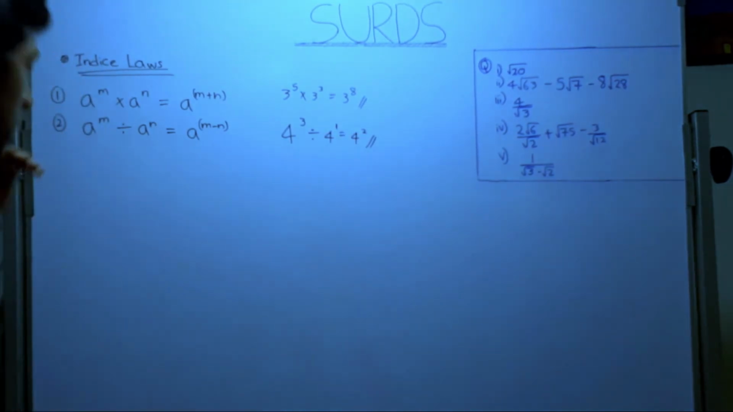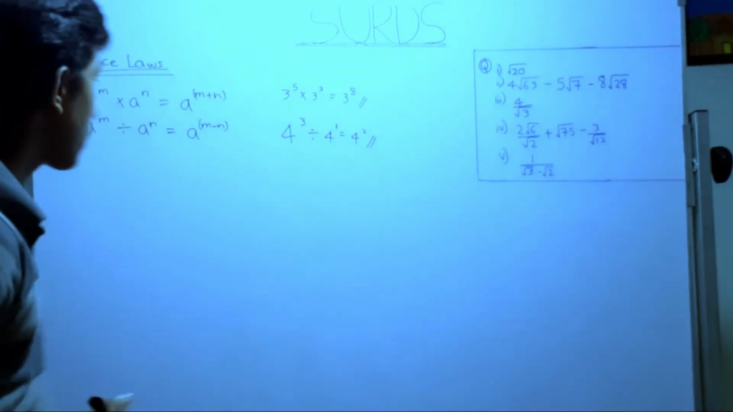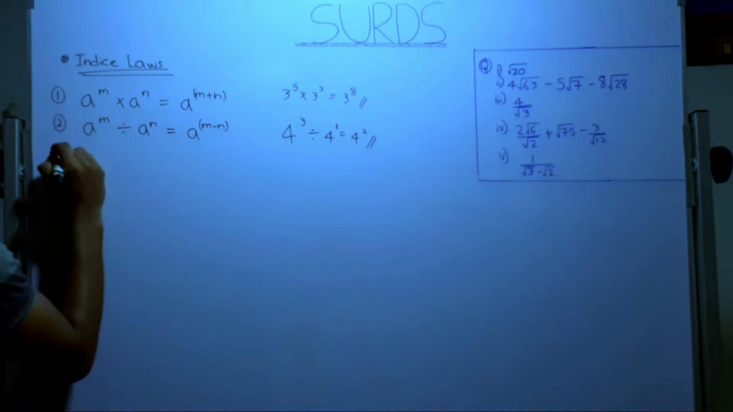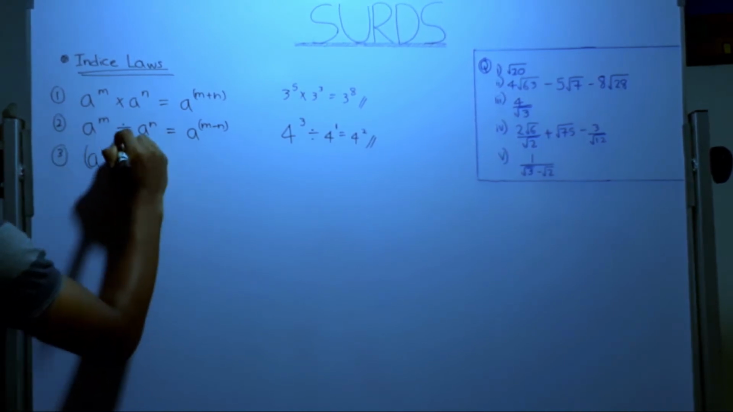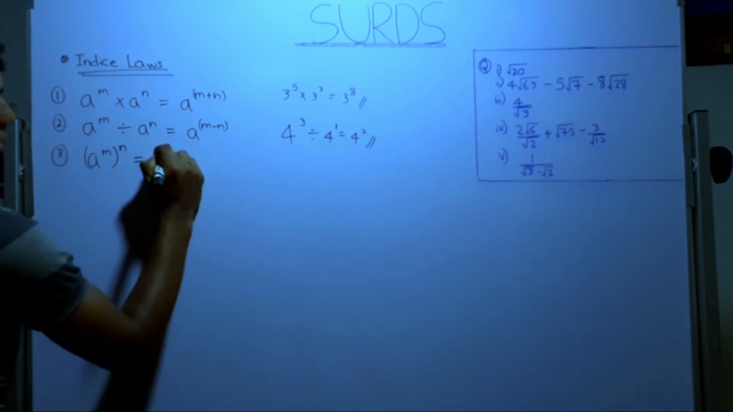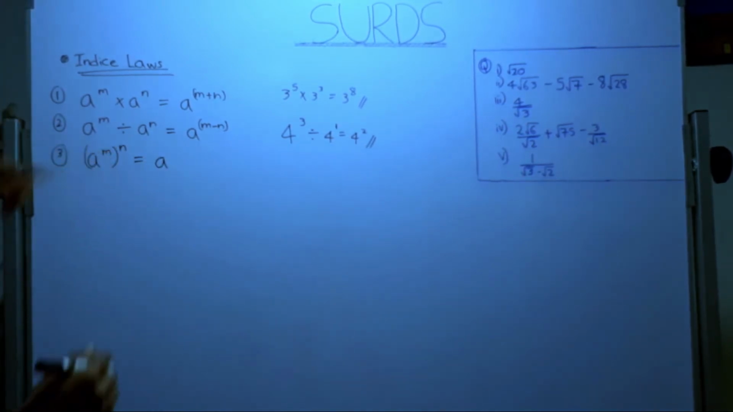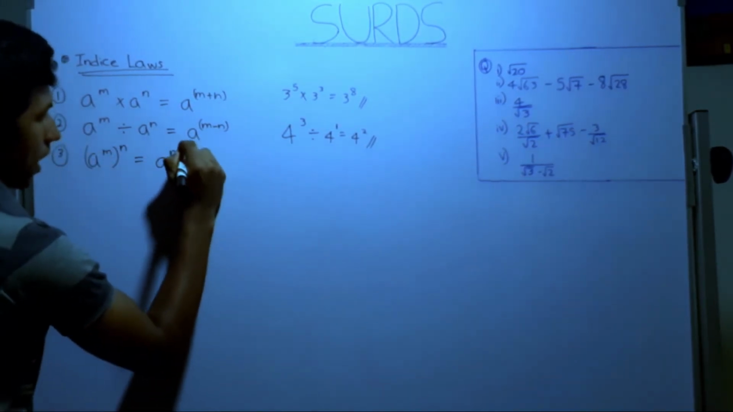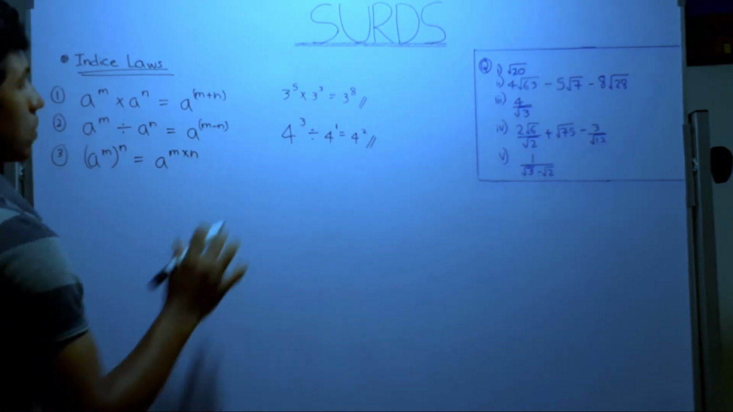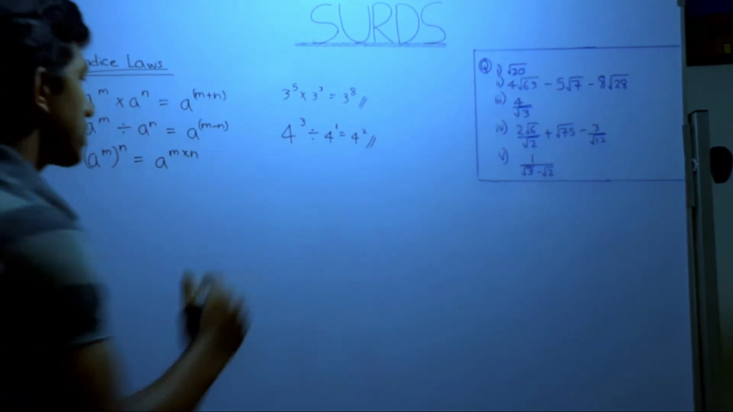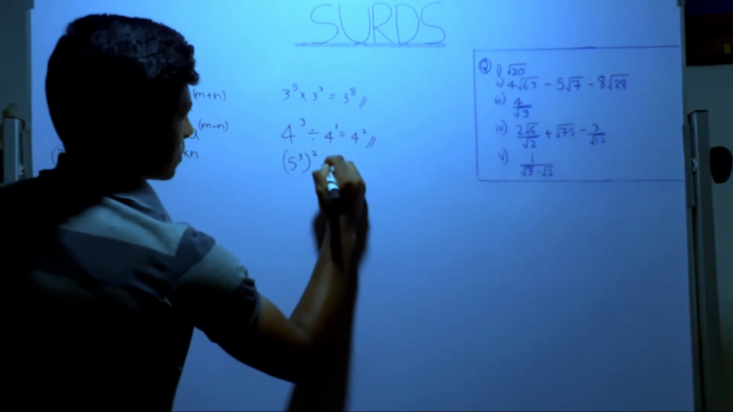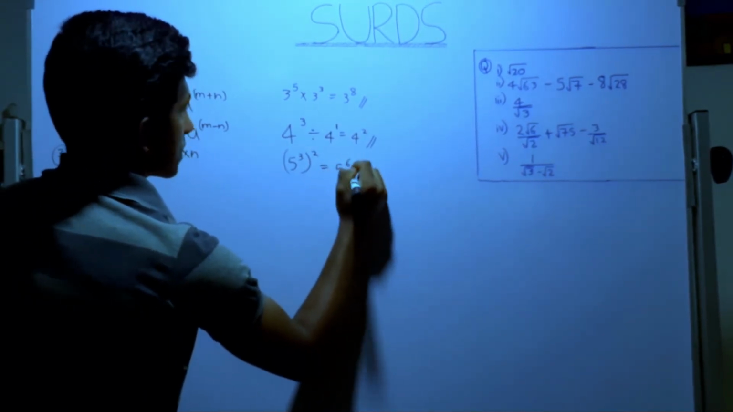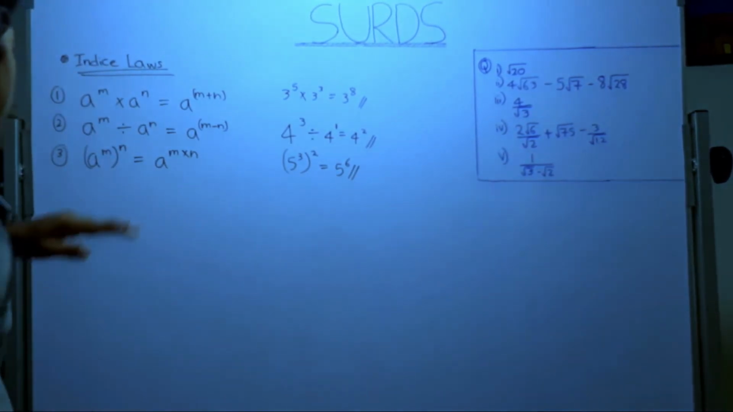Okay. So we'll move on to the next rule as well, which is going to be the third rule. So a to the power m and everything to the power n. This is where the powers will be multiplied. So this would be m into n. If we look into an example of this sort, it would be 5 to the power 3 and everything squared, which is going to be 5 to the power 6. So that would be that.